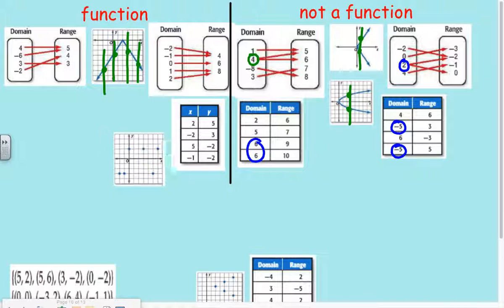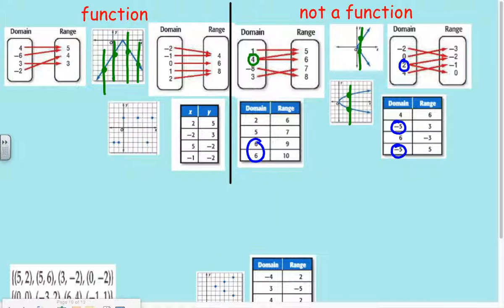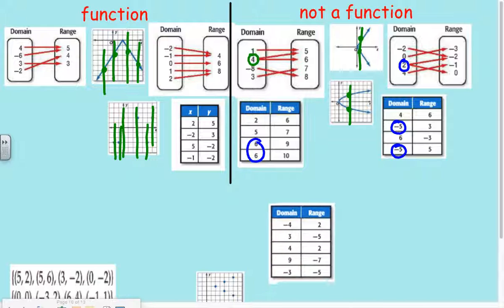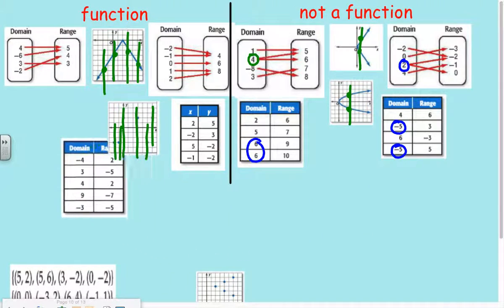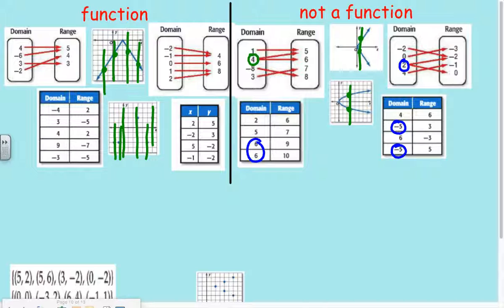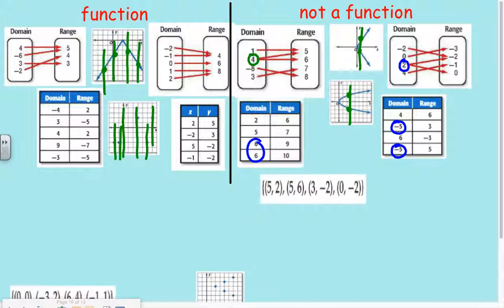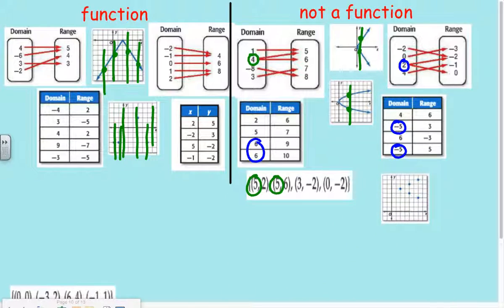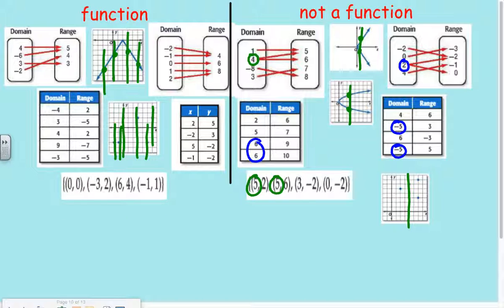This one is a function. It passes the VLT. If I draw my lines through the dots, none of my lines have two dots on it. This one is a function. None of my x values repeat. This one is not a function. The 5 repeats. This one is not a function. This line has two dots on it. And this one is a function. None of my x values repeat.